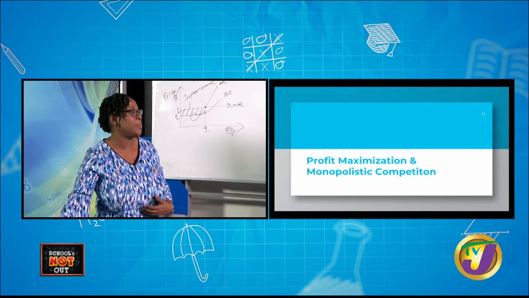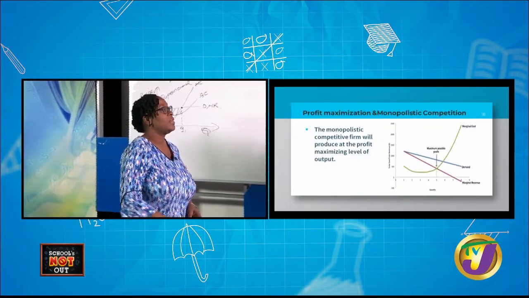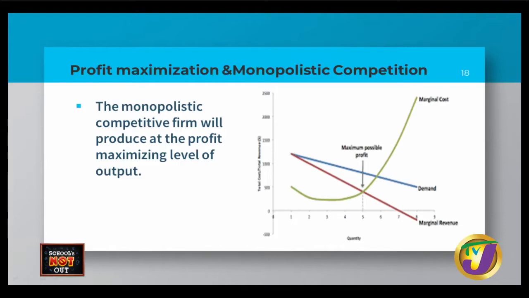Now let us look again at profit maximization in this competition. For this firm, they now have a downward sloping marginal revenue and demand curve. However, the principle still remains that profit maximization will occur where marginal cost is equal to marginal revenue. Again, profit maximization, or where the firm is at equilibrium, is where marginal cost is equal to marginal revenue. That will indicate their profit maximizing level of output.